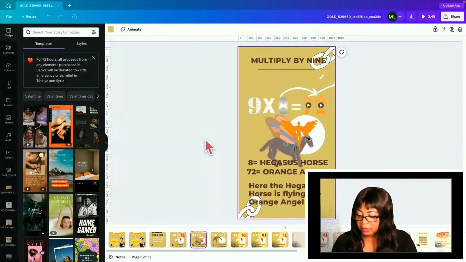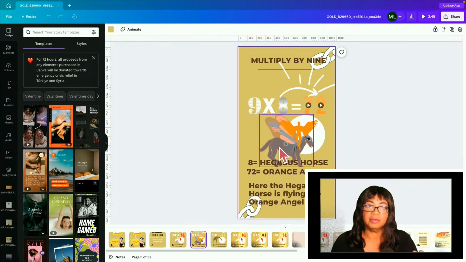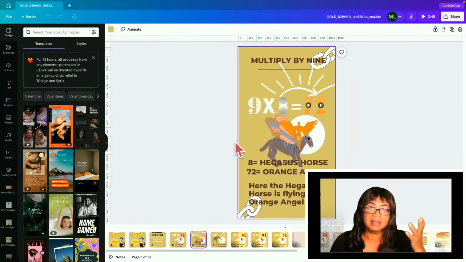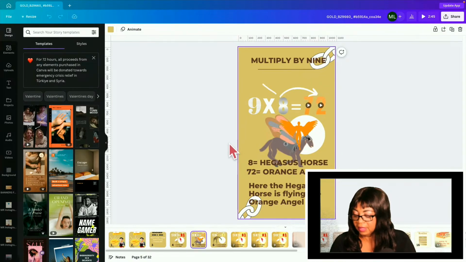you can look also at 9 times 8, which is 72. And here what I use is 8 is represented by the horse with the wings, right? There are 2 horses in the system. One has wings and one doesn't. This is the winged horse, and the name is Pegasus, which is like one of the Greek mythology horses that can fly.